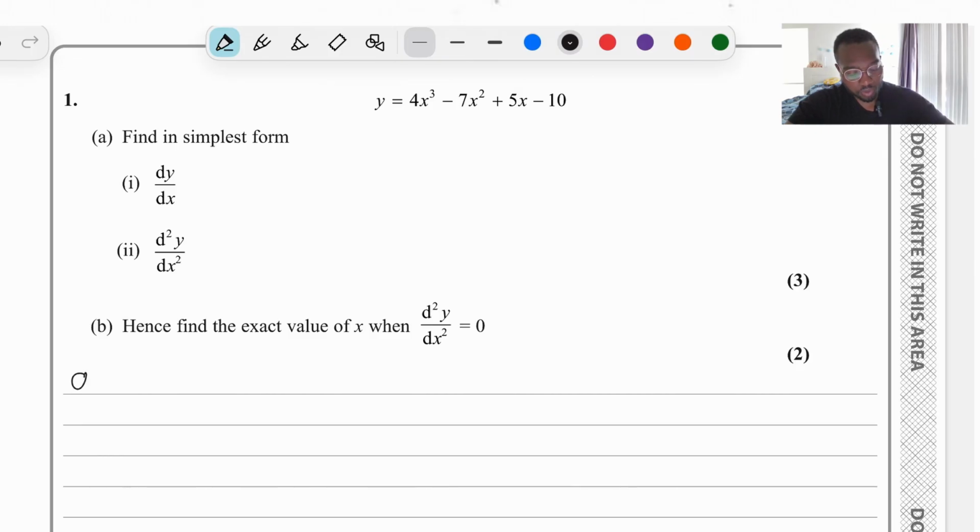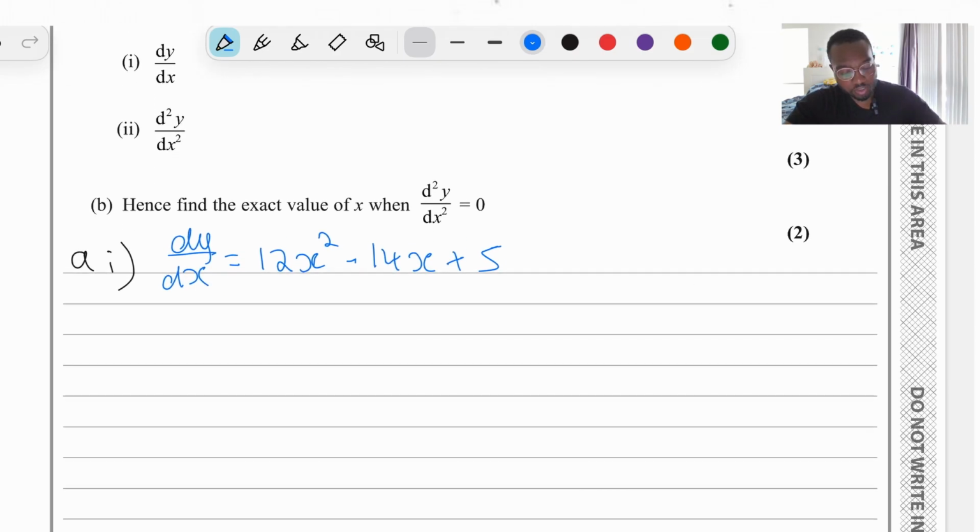So let's do this one quickly. dy over dx, fairly simple. We would get dy over dx equal to 12x squared minus 14x plus 5. Very simple. Moving on to the next one.